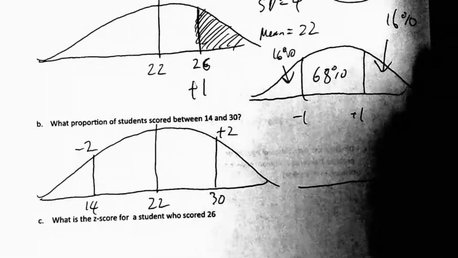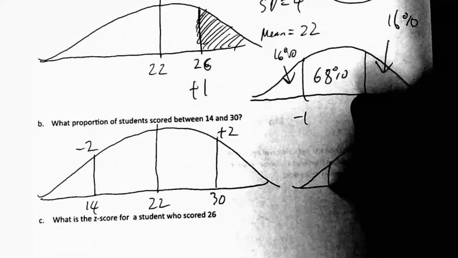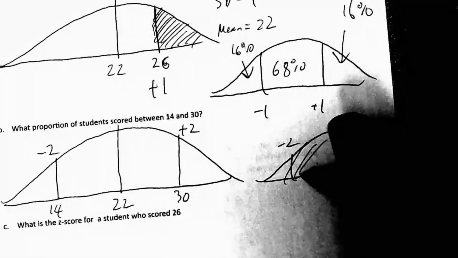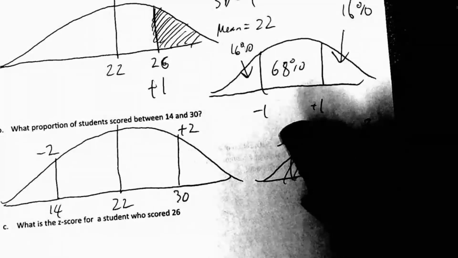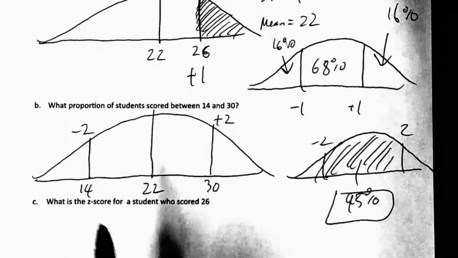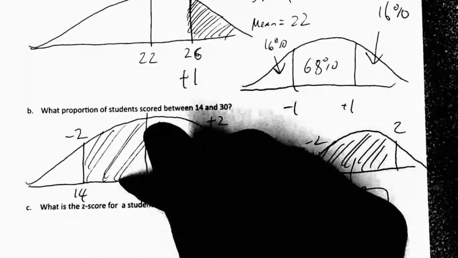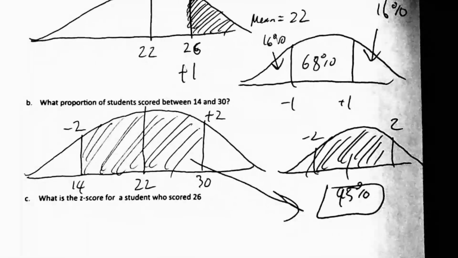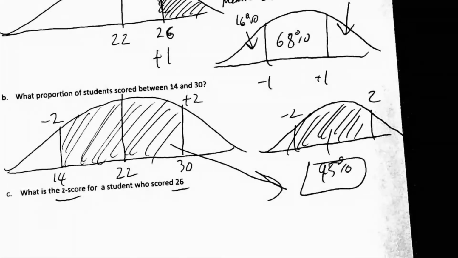Okay, and if you recall from the empirical rule, this is the 68, 95, 99.7 rule, within 2 standard deviations of the mean is 95%. Therefore, the answer is 95%, because 14 and 30 are 2 standard deviations away from the mean. This area is 95%. Okay.